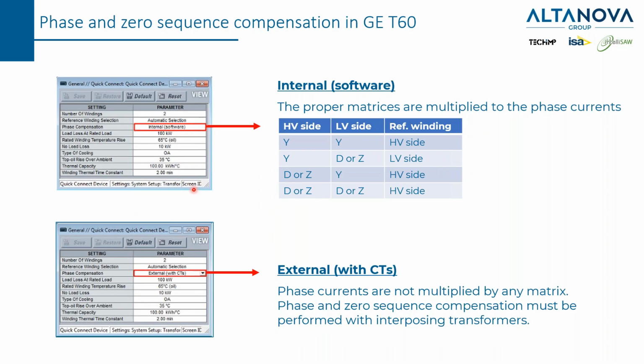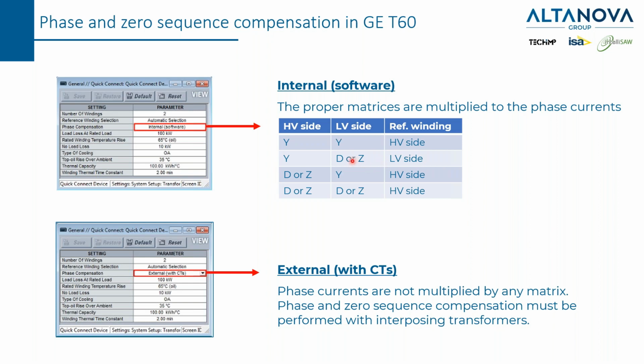Okay, so this is something we have seen before. According to this parameter, if it is set to internal, the phase compensation is done with matrices, and the reference winding follows this logic. If you have a YY vector group, then the reference winding is the high voltage side. If you have Y, delta, or Z, then the reference winding is the low voltage side.